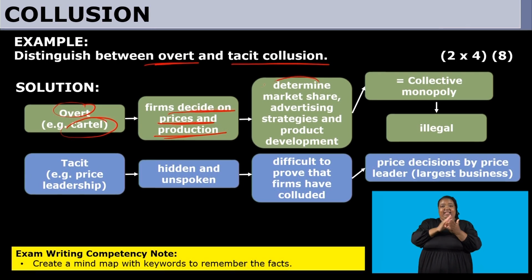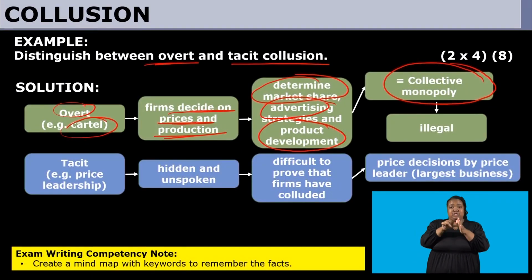They then determine the market share. So what they want to do is to increase their market share through advertising strategies and other strategies like product development. So when they come together, they operate together. The idea is to try and limit competition amongst themselves. They now operate as a collective monopoly. And it is very essential to realize that formation of such cartels or such behavior, collusive behavior, is illegal in South Africa. You'll get your 4 marks for this one.